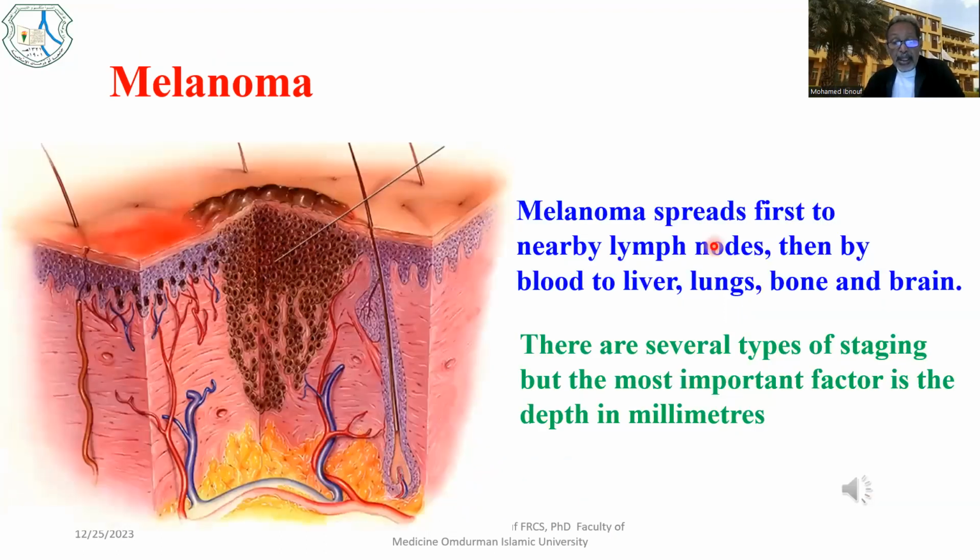Melanoma spreads first to the nearby lymph nodes. Then, by blood, it spreads to the liver, lungs, bone, and brain. And the most important thing in staging of melanoma is the depth of invasion in millimeters. This is the skin. This is the melanoma appearing in the skin. But here is the depth of cells going to the underlying structures.